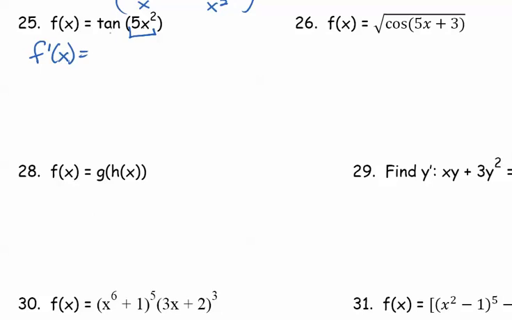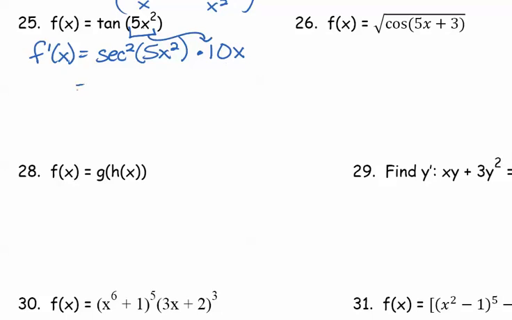So we do the derivative of the outer function. So the derivative of tangent is secant squared. And we leave the inner function alone. And then we do a chain rule on that inner function. And that chain rule requires power rule of 10x.